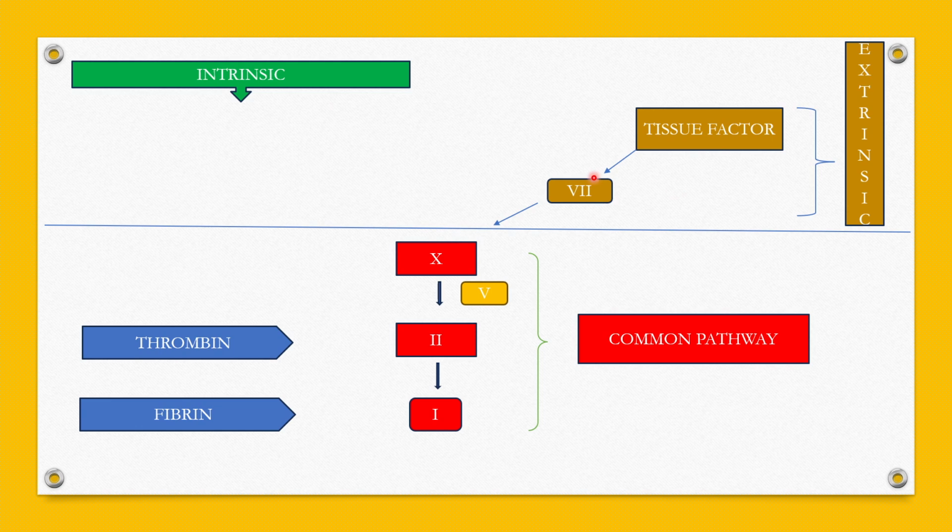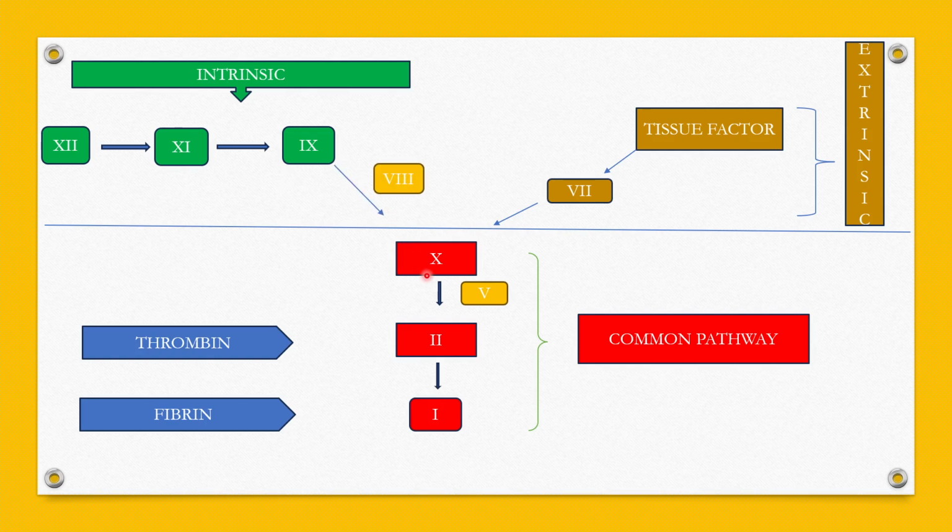Now, what is the intrinsic pathway? The intrinsic pathway starts with 12, which then activates factor 11, which then activates factor 9, which with the help of factor 8 then activates 10. So it is 12, 11, we skip the 10 because 10 is here, 9, 8 and then 10. So this is how factor 10 is activated in the intrinsic pathway. I hope it clarifies the coagulation cascade.